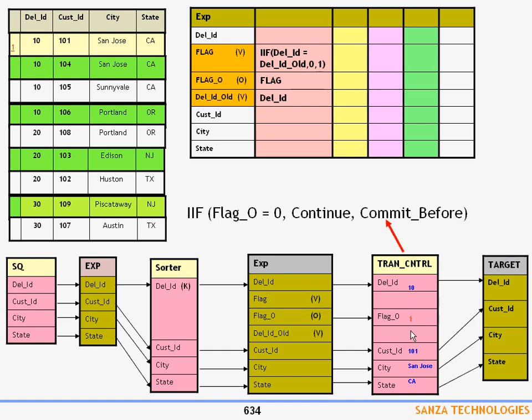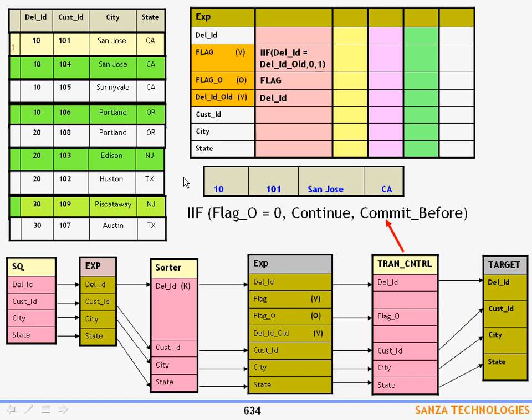So before you load 10, it sends a commit. Anyway, there are no records in the target table, but still it will send a commit. Then it will insert this data into your target table. Now, the variable port holds, remembers, the previous value. What is the previous value it has now? Dealership ID old contains 10, the previous value 10.